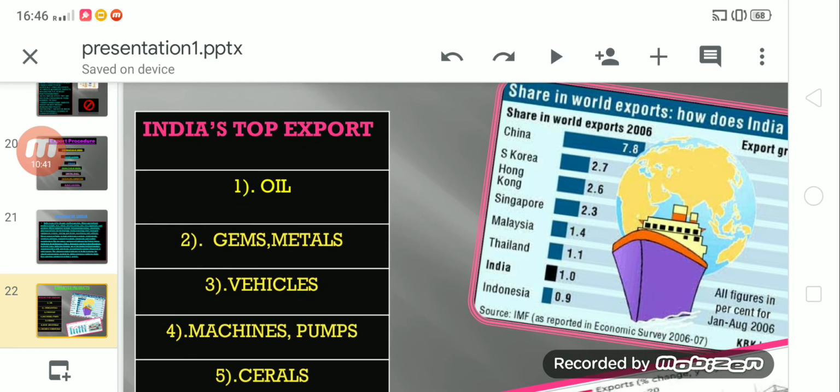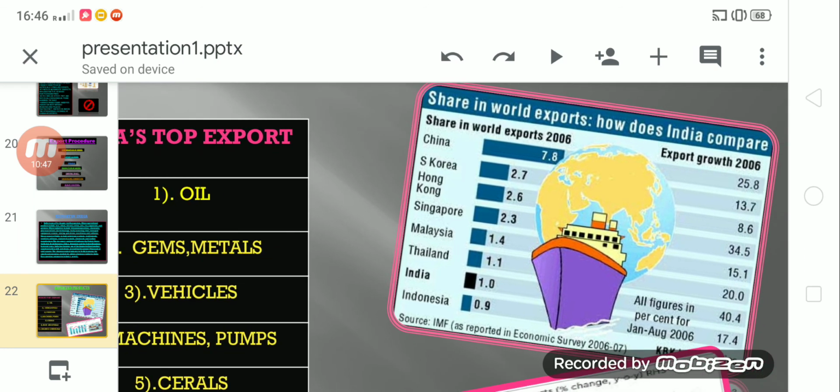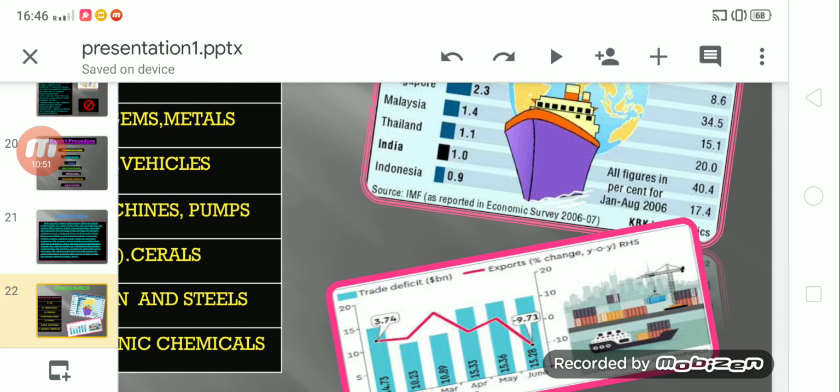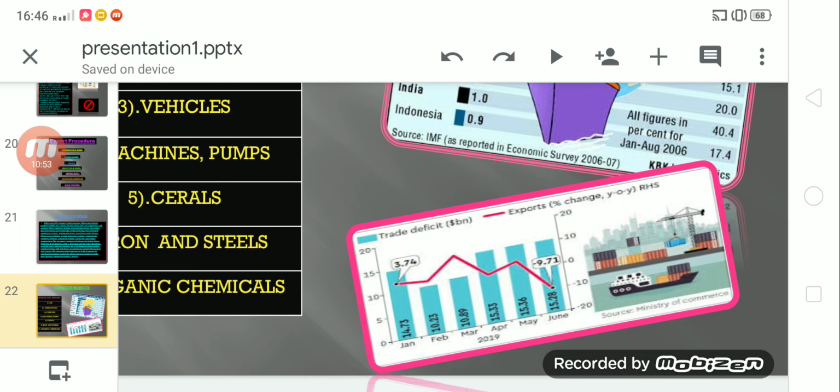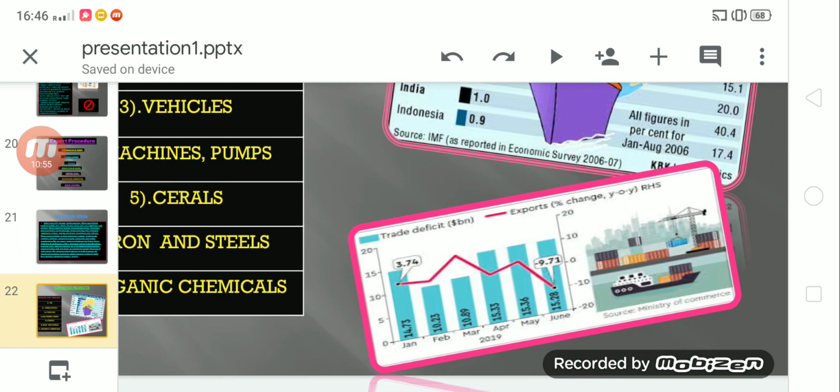India's top exports: oil, gems, metals, vehicles, machines, pumps, cereals. Share in world export, how does India compare? And you can have a look at the trade deficit as well.